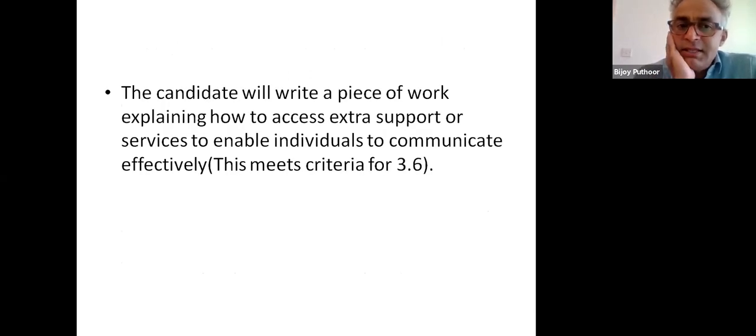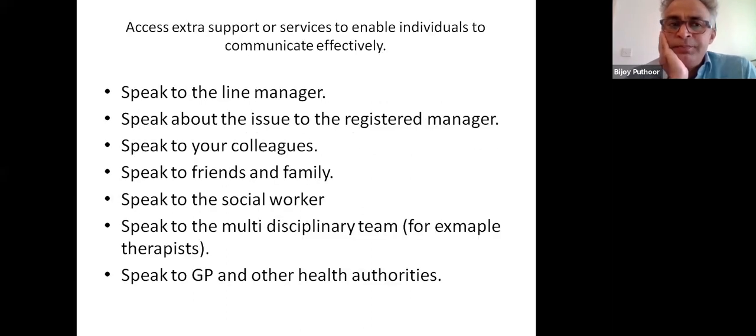The next question says that the candidate will write a piece of work explaining how to access extra support or service to enable individuals to communicate effectively. This means criteria 3.6. To access extra support to enable individuals to communicate effectively, you can speak to your line manager, speak to your registered manager who has got the overall responsibility, speak to your colleagues, speak to friends and family, speak to a social worker.